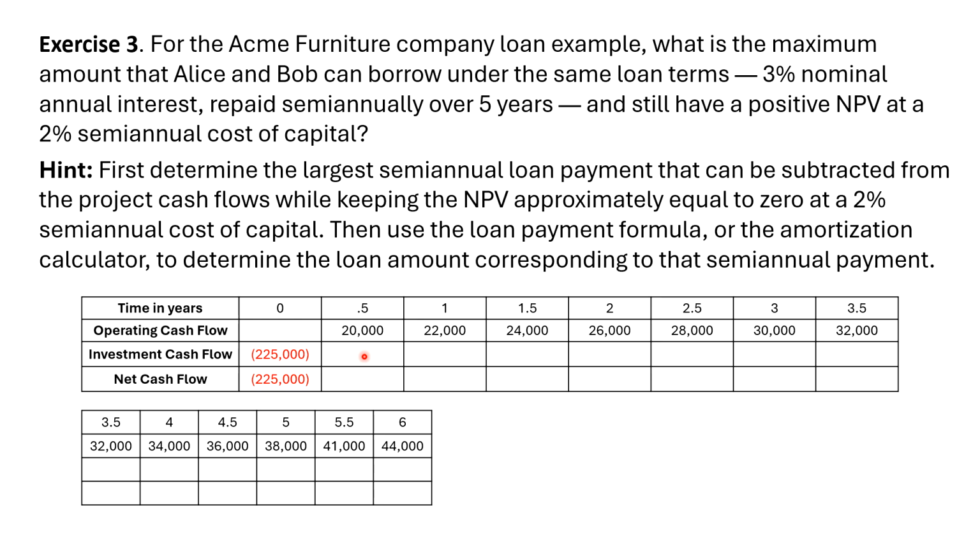And then what you don't know is these numbers here, right? Because you don't know what the maximum loan is. But what you do know is when you compute these net cash flows, the bottom row, you want to have a break-even point at 2% semi-annual. So what you need to do is guess.